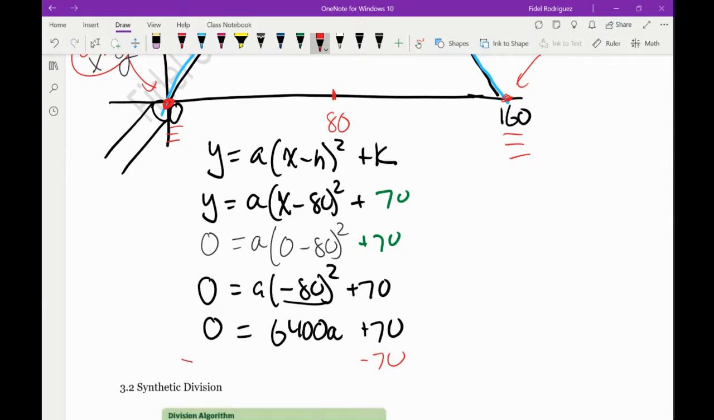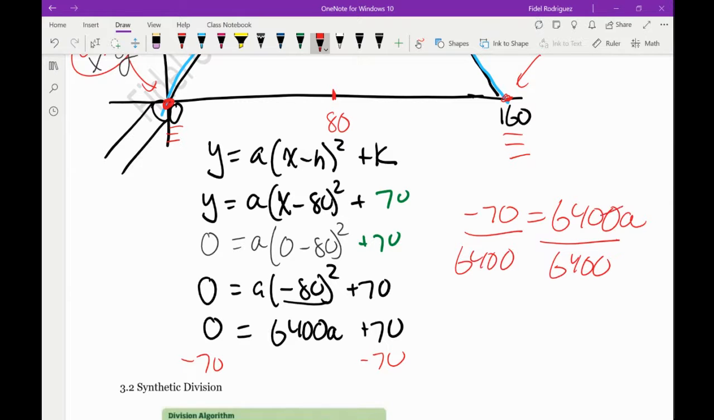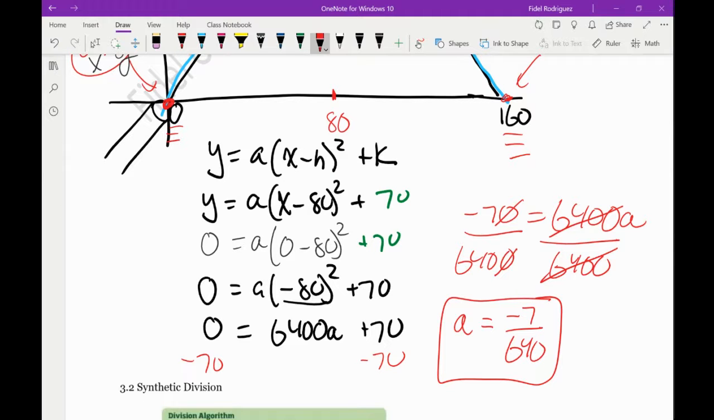Just like we did earlier, I'm going to subtract 70 on both sides. So I get negative 70 equals 6,400 with an A. And then we can divide both sides by 6,400. The only thing I'm really going to do here, y'all, is cancel that 0 with that 0. So I'm going to say A equals negative 7 over 640.